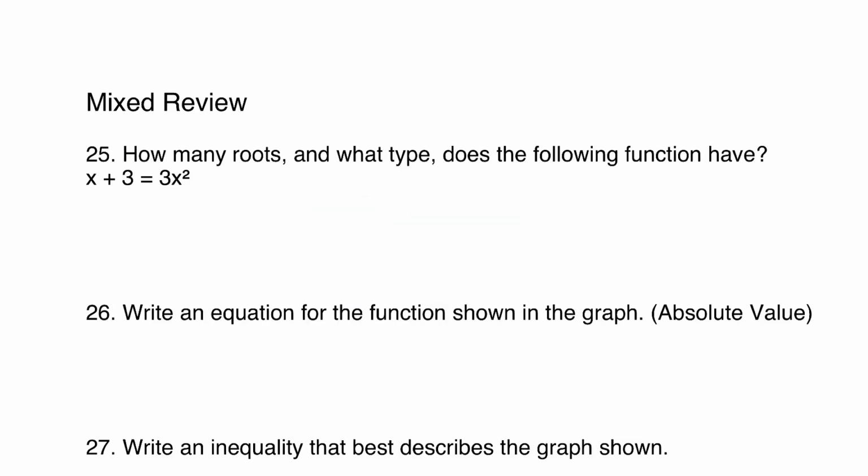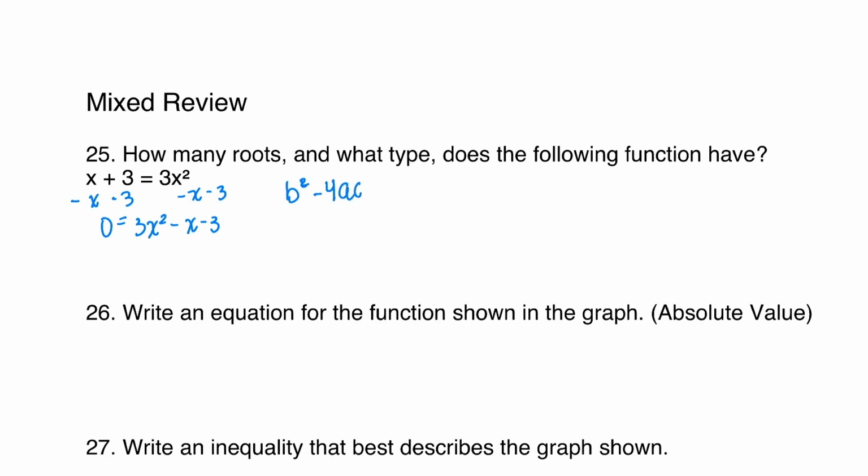Number 25, here's some mixed review. How many roots and what type does the following function have? This is the discriminant formula. So what we need to do is get this set equal to 0 and then fill in our discriminant. So I'm going to subtract x and subtract 3. So we're going to get 0 equals 3x squared minus x minus 3. Now our discriminant formula is b squared minus 4ac.